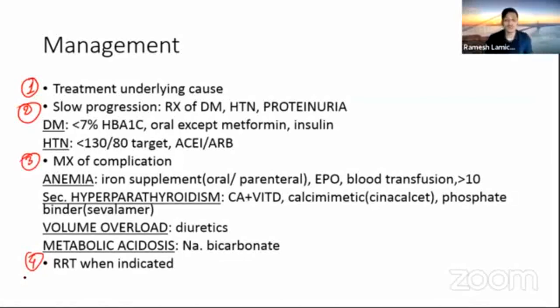So this, and another one is, if the patient has arrived at stage four or five, you have to give the renal replacement therapy, that is dialysis. Okay, so you have to prepare them for the dialysis. Okay, so what is the treatment, how can you slow the progression of the disease?